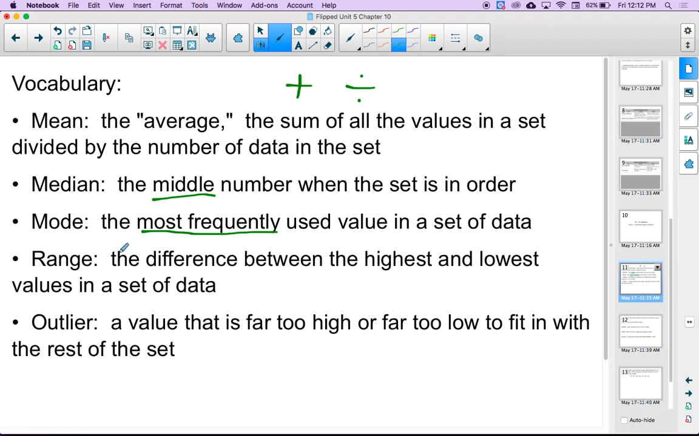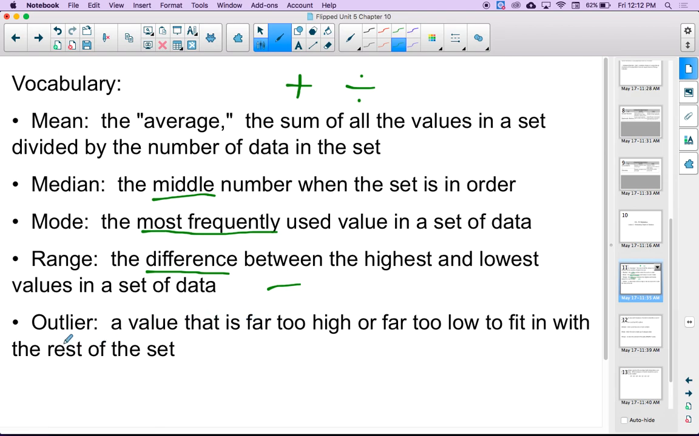The next measure of center is called the range. The range is the difference between the highest and lowest values in a set of data. Remember what difference means in math. Difference means that we are subtracting. So we're taking our highest number, subtracting our lowest number, and that's how we find the range.